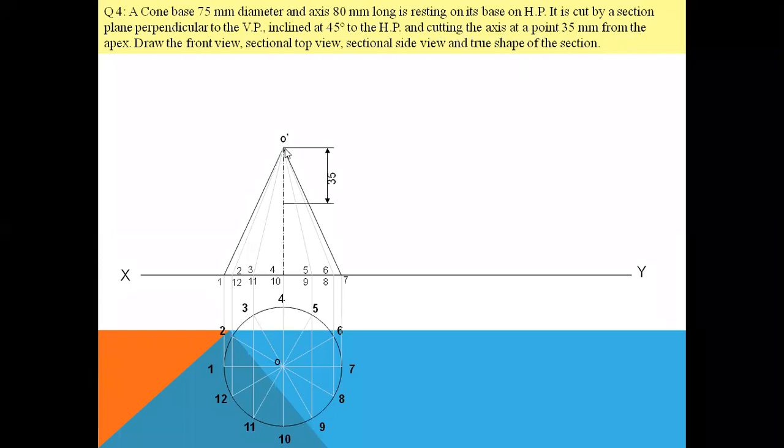Now it is said that the plane is cutting the axis at a point of 35 millimeter from the apex. So I'll measure 35 millimeter from the apex, and this is my point. So I'll draw an inclined line, 45 degree to the horizontal plane, right? So this inclined line has been drawn to the horizontal plane.